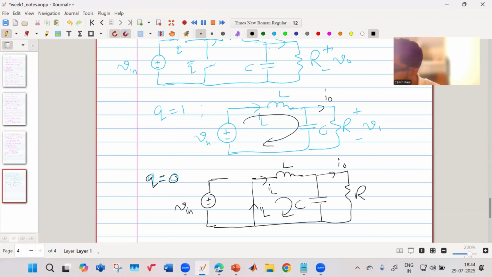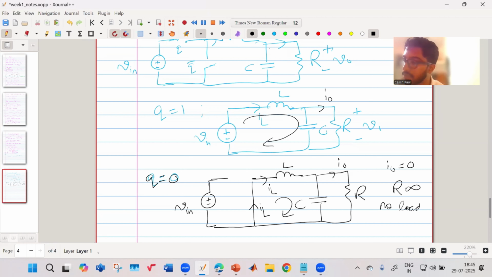Okay. So even if your I naught is 0, your I naught will be 0 when your R is infinite. When your resistance is infinite, that means your output current which you are drawing is 0. That is known as a no load condition. That means your R is infinite. That is fine for a buck converter, but it is not permitted for a boost converter.